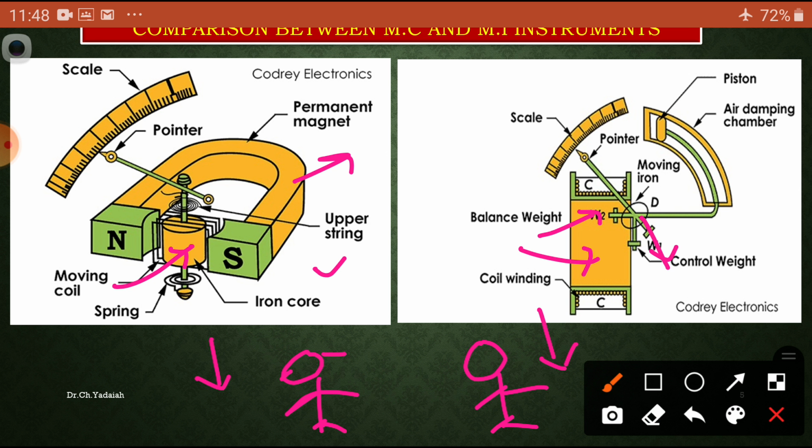So more magnetic field is required to magnetize the nearby iron piece, hence it will take more current. Hence the power consumption in the moving coil instrument is very low as compared to the moving iron instrument. Okay.